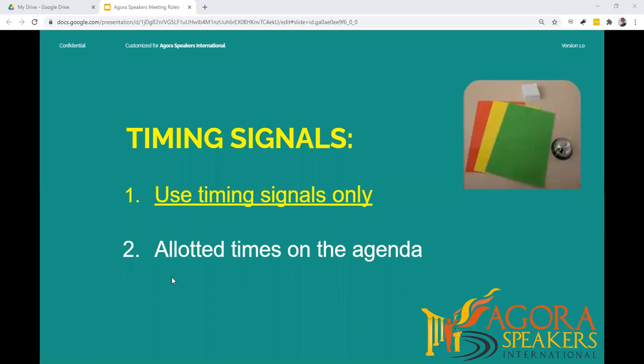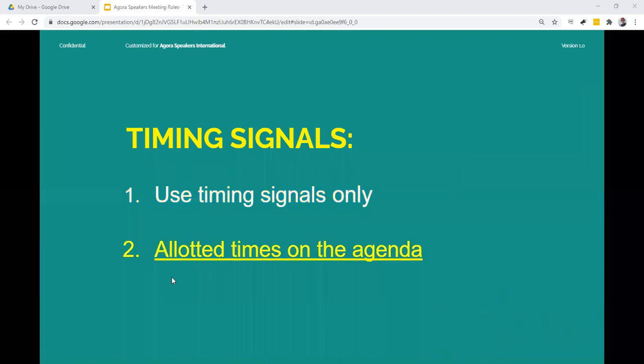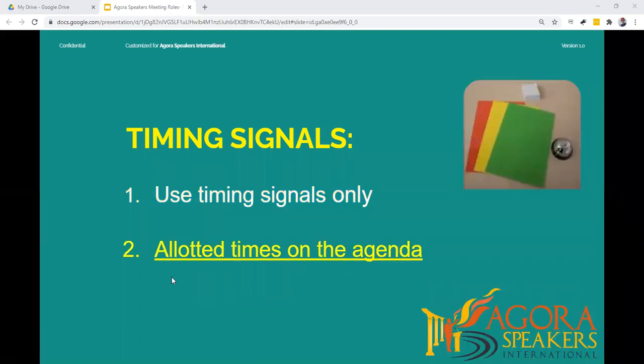Timing signals are the only indication of time that is given to speakers. It is very important that speakers don't see the actual time they have used. This helps to train speakers to develop a precise inner sense of time. Timing thresholds are indicated in each project and are best written in the agenda so that you don't need to search for that information.